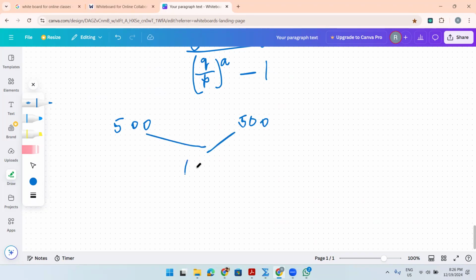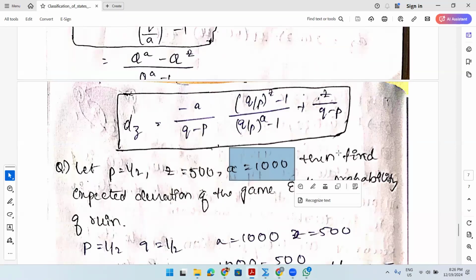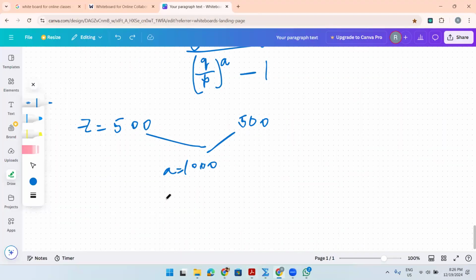So the total rupees is 1000. This is Z equal to 500. Total is 1000, and 1000 minus Z is 500. Okay, 500. So that's the thing. Then find the expected duration of the game, that is DZ, the duration of the game, and the probability of ruin. Probability of ruin means with total Z rupees.